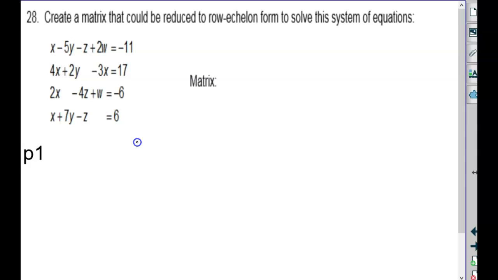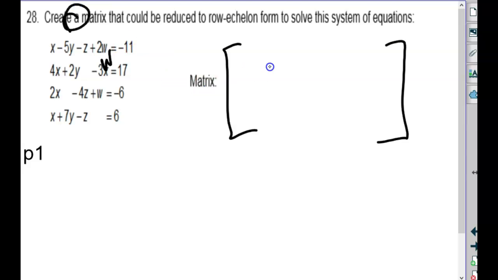All right, create a matrix that could be reduced to row echelon form to solve this system of equations. Please don't reduce it, but there is a typo, I think, on this question. This is supposed to be a W right here. I wasn't trying to trick you into combining like terms or something, okay? So it's all one matrix. I did have people get this question wrong because they didn't create a single matrix.